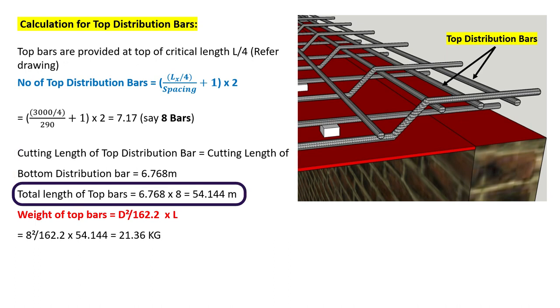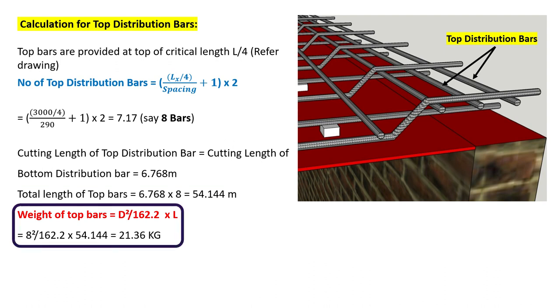Total length of top distribution bars is equal to cutting length into number of bars. Cutting length is 6.768 and number of bars is 8. The total will be 54.144 meter. Weight of top distribution bars is equal to D square upon 162.2 into L. D is 8 mm and L is already calculated as 54.144 and the total will be 21.36 kg.